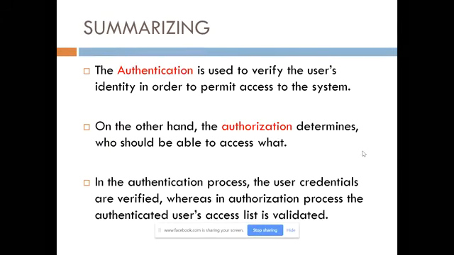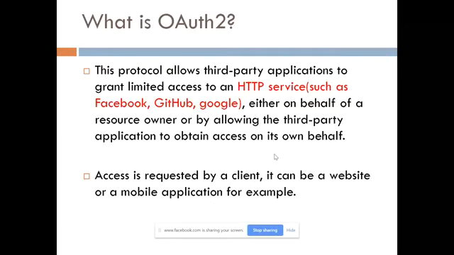Summarizing what I told: authentication is used to verify the user's identity, and authorization determines who should be able to access what. Not everyone can access everything. Users can access their data, they can't access the admin's data. Okay, so next we'll be going to OAuth 2.